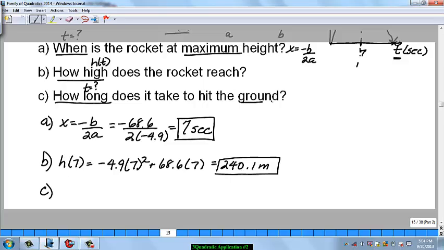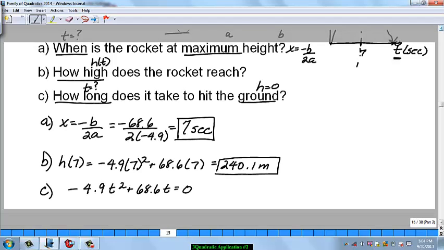If it hits the ground, that means my height is 0, so I'm going to take my formula, which we can't see anymore, and put that equal to 0. So I have negative 4.9 t squared plus 68.6 t, that's our formula that shows above, and put it equal to 0.